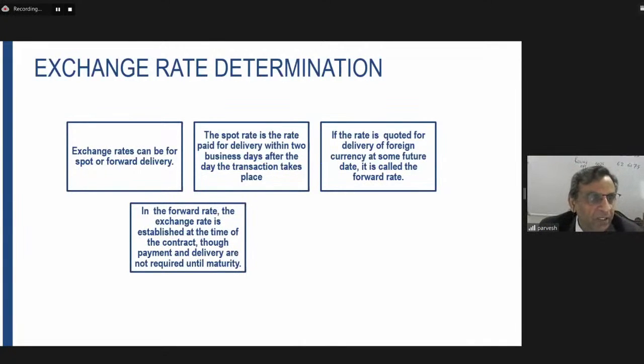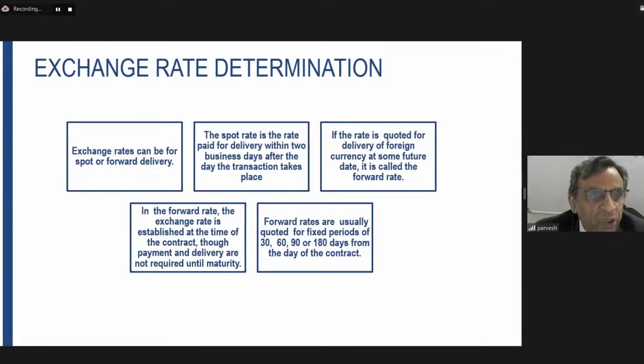In the forward rate, the exchange rate is established at the time of the contract, though the payment and delivery are not required until maturity. So that means the rate is determined today, but actual delivery and payment happen on that future date. It can be 1 month, 2 months, or 3 months. The forward rates are usually quoted for fixed periods of 30, 60, 90, or 180 days from the day of the contract.